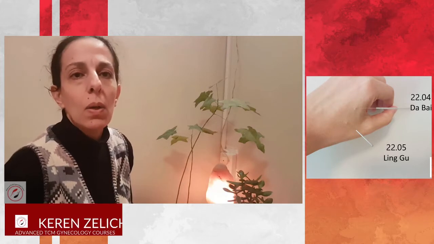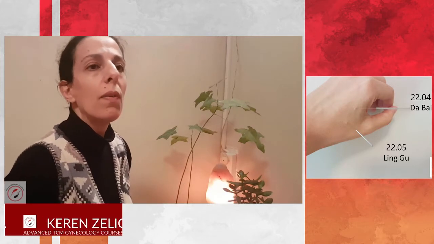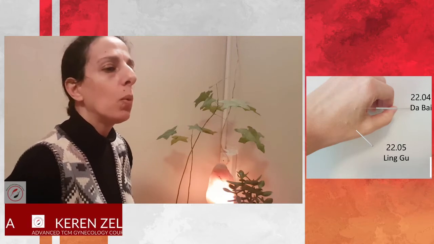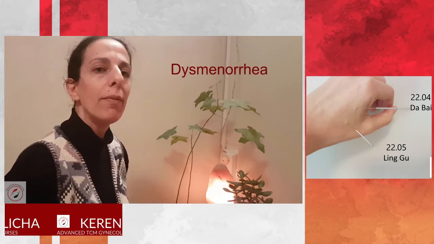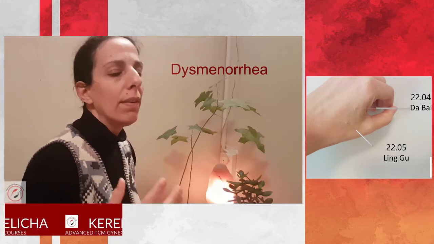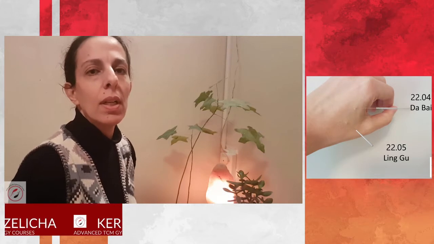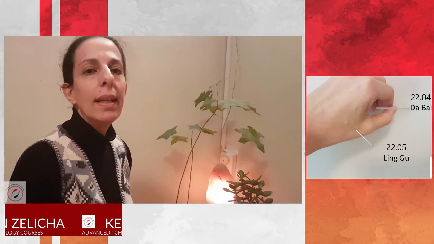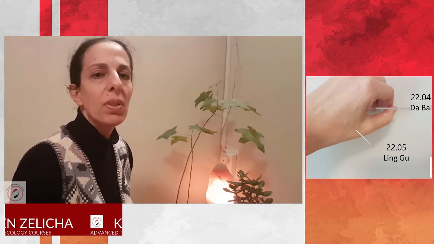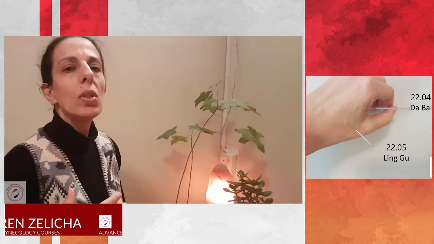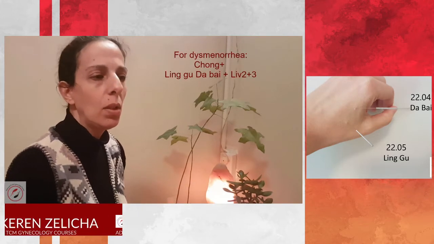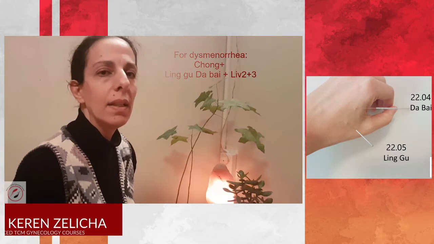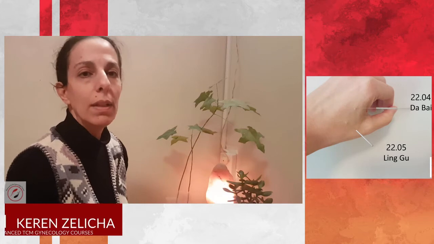Lingu and Dabai can also be good for many women's disorders, mostly, let's say, for dysmenorrhea. I can choose Lingu and Dabai for painful menstruation or even to bring menstruation. Lingu and Dabai with liver 2 and liver 3 on the opposite side. And we can choose it with Chong Mai. Okay, so we have a cross of Chong and a cross of Lingu, Dabai and liver 2 and liver 3.